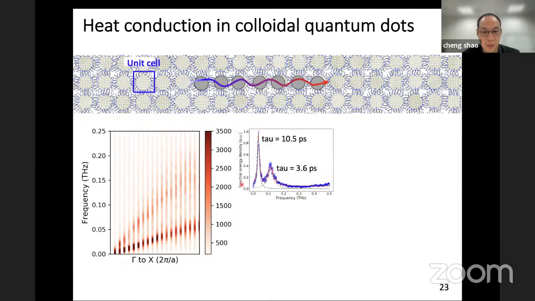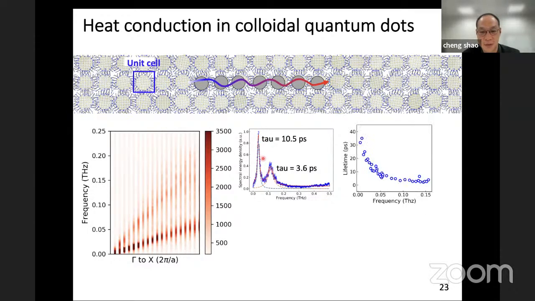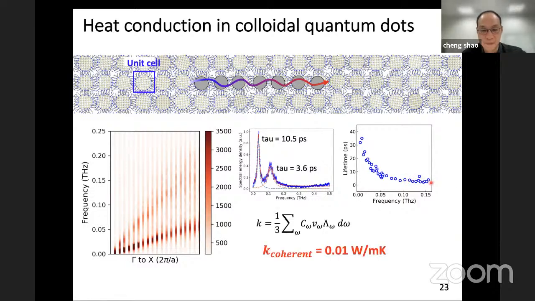And from that, we can get the spectral energy density at different wave vectors. We can see some well-defined peaks in the spectral energy density, and from those peaks, we can get the relaxation time of the coherent modes. In general, the lifetime of the coherent modes decreases with increasing frequency. And after doing some simple math, we find that the contribution of the coherent modes to thermal conductivity is extremely small, even though the lifetime of the coherent modes is on the scale of 10 picoseconds.